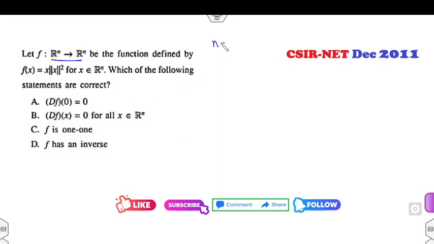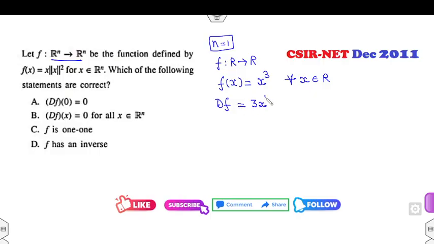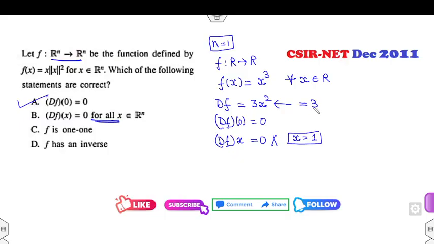But if I want to solve this with the help of differentiability on R, if I choose n equal to 1, it is R to R defined by x cube for all x in R. Then which of the following statements is correct? Can you find the derivative of this function? 3x square. Then df at 0 is 0. The derivative of the function at x is 0 for all x. That is wrong. If I choose x equal to 1, then clearly the derivative is 3, which is non-zero.